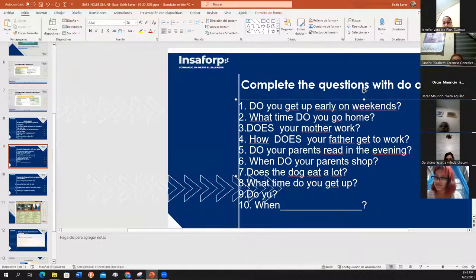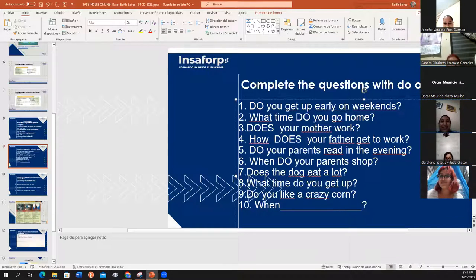Do you like crazy car? Car and the elote. Crazy car. Okay. Well, that is not the translation, okay? It has no translation because it is something of ours. In this case it would always be elote loco. Give me another example. Do you like?